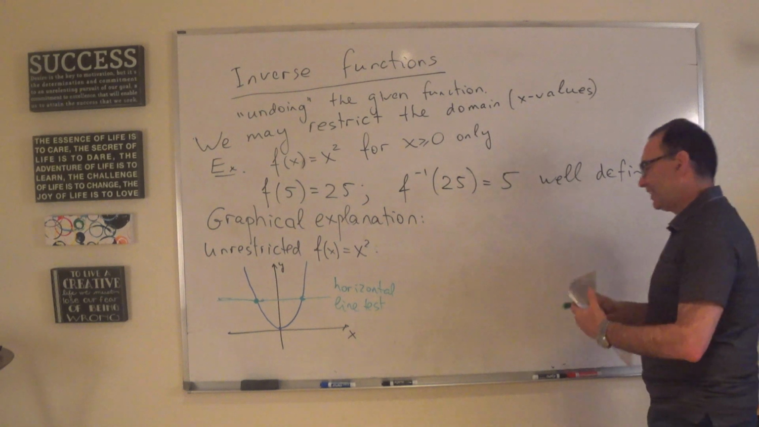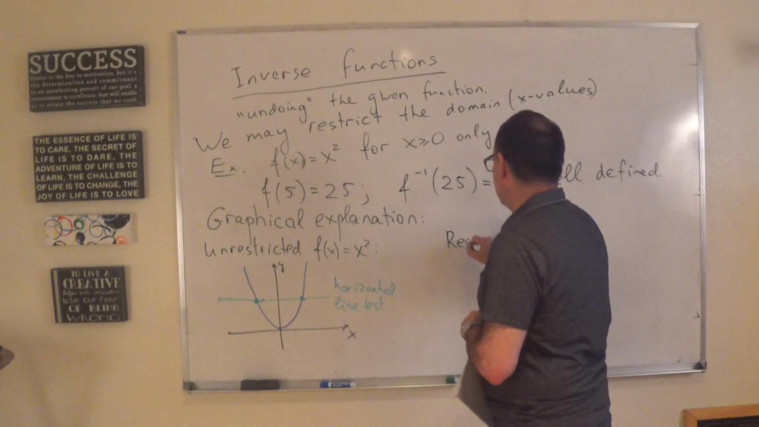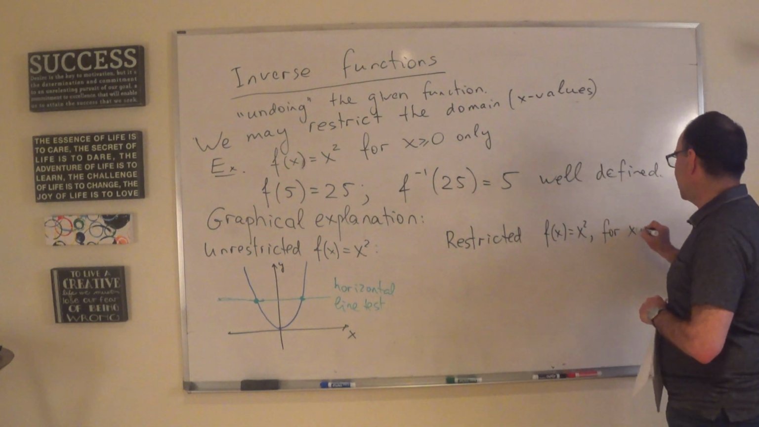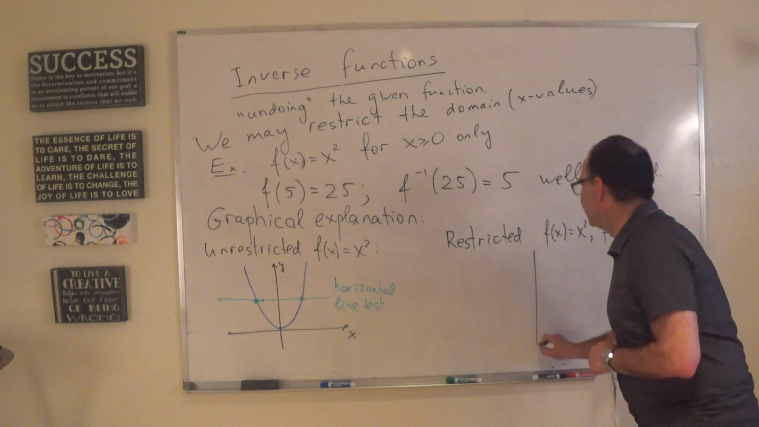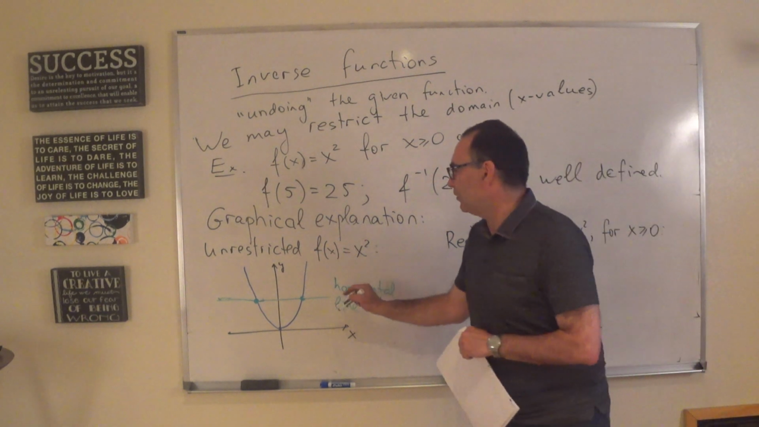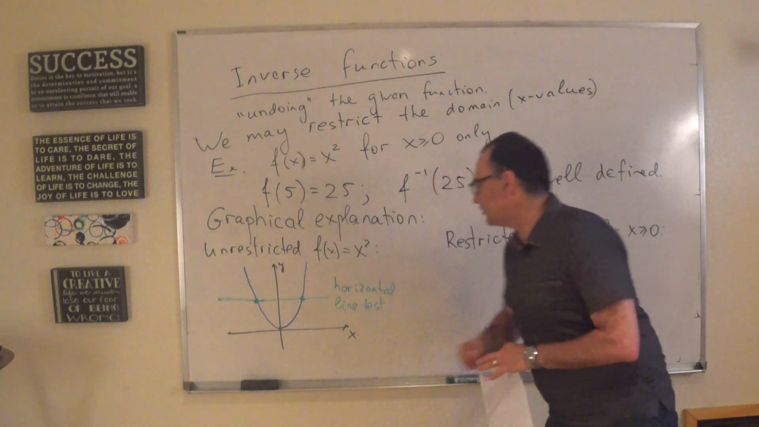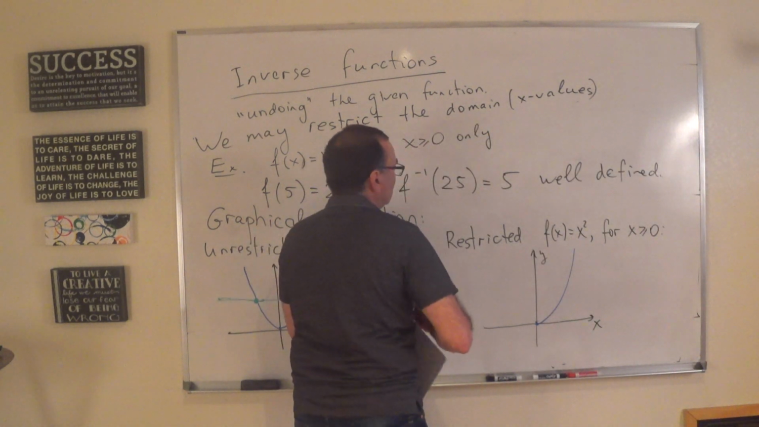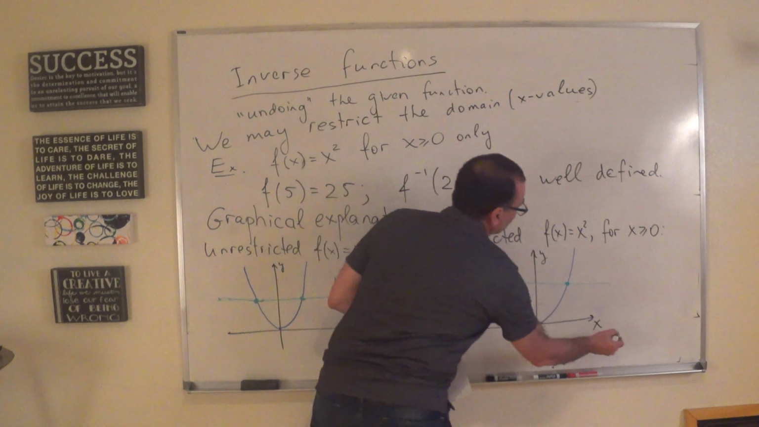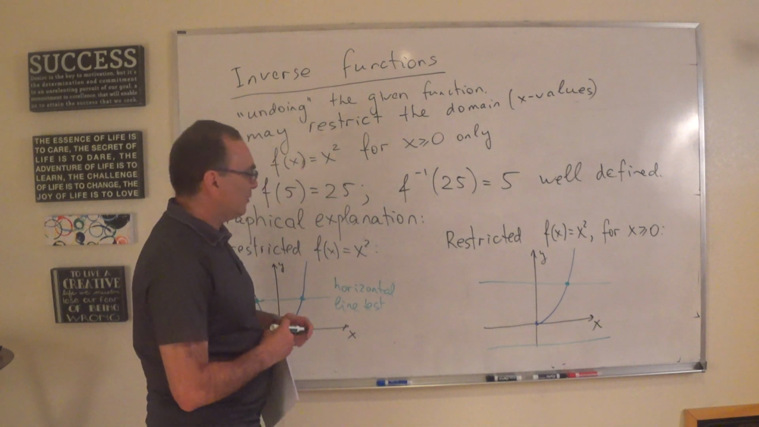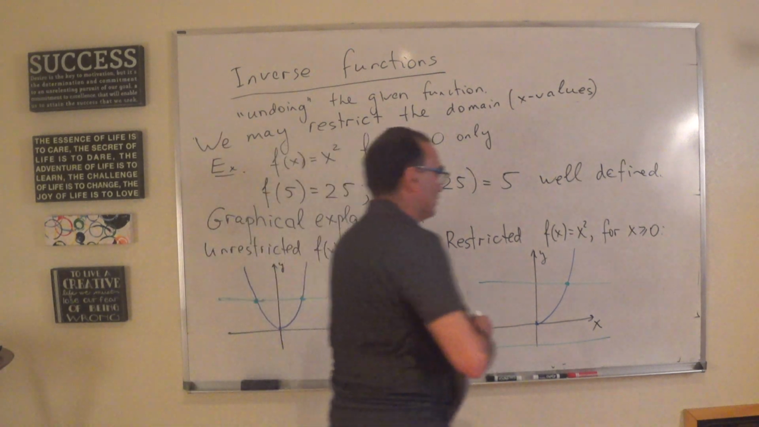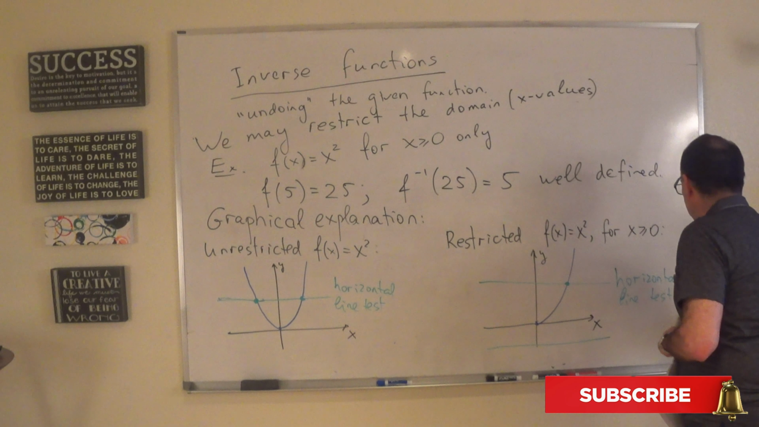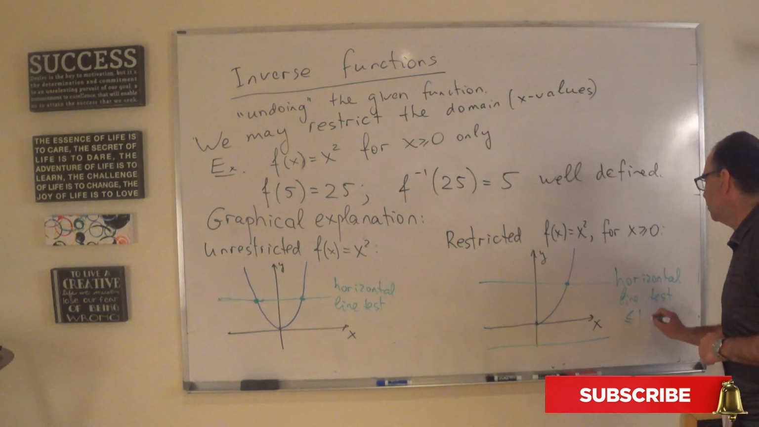Now let me show you the restricted function. Restricted f of x equals x squared, but only for x greater or equal to 0. Because we are only allowed to use non-negative x values, the graph of this function will be like this. It's only half of the parabola. And now, if we draw any horizontal line, it only crosses the graph at 1 point, or you draw your line too low so it doesn't cross at all. So you cannot draw a horizontal line that will cross the graph at 2 or more points. And this is again the horizontal line test. Each horizontal line crosses at most at 1 point.